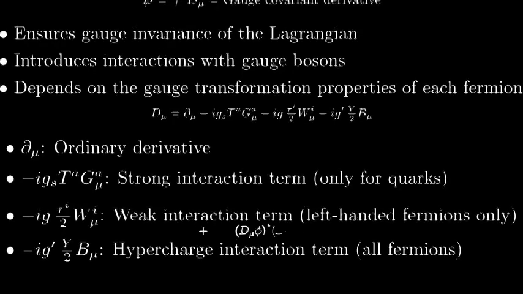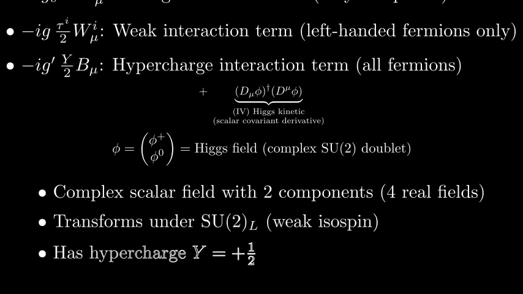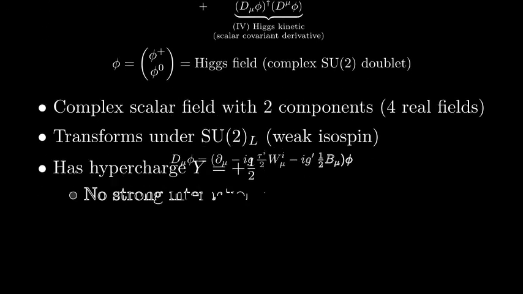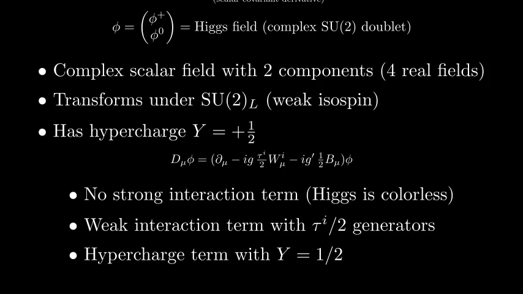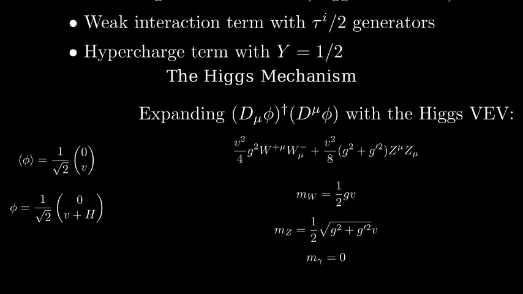The fourth term is the Higgs kinetic term. It describes the propagation of the Higgs field and its interactions with gauge bosons. The Higgs field phi is a complex scalar SU(2) doublet with hypercharge 1/2. Like with fermions, we use a covariant derivative to ensure gauge invariance, but since the Higgs is a scalar, there's no Dirac matrix gamma mu involved. This term is crucial for the mass generation of the W and Z bosons through the Higgs mechanism.